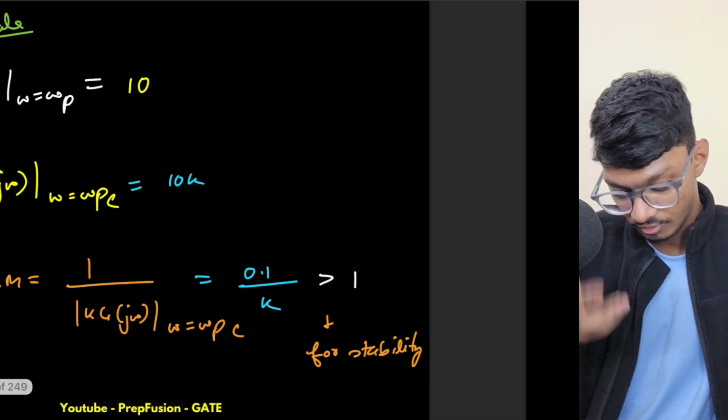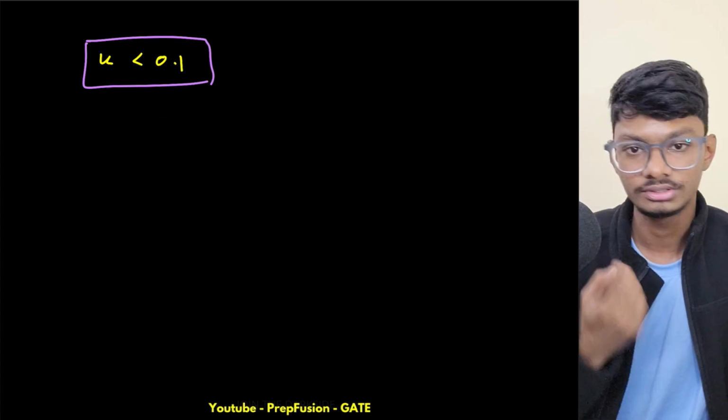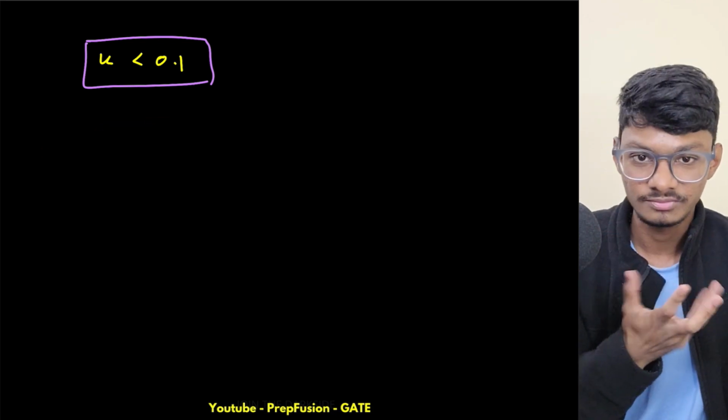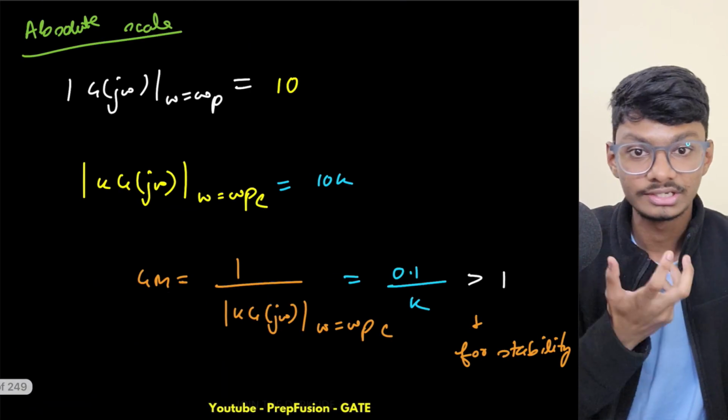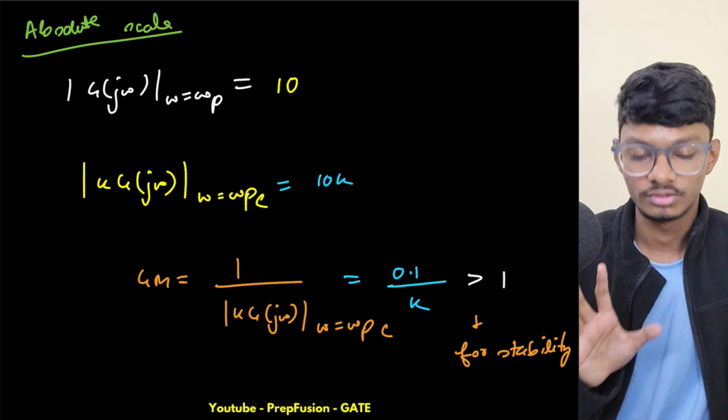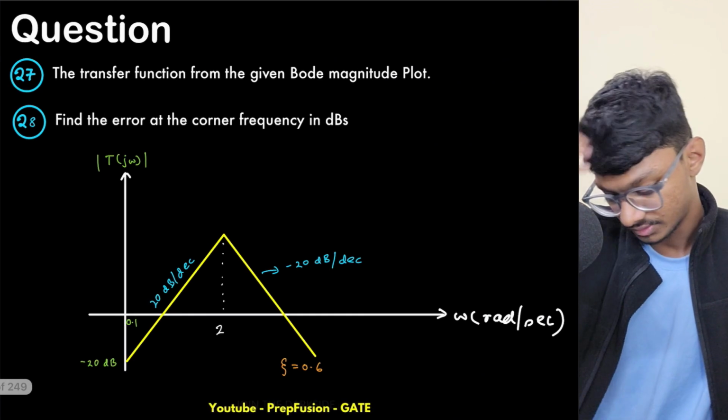So these are the two methods you can do, with absolute scale and also with dB scale. In the dB scale, the problem of negative sign comes up because everything is in algebraic sums, but in absolute scale it is in multiplication, so obviously that inequality problem won't come. That is one thing.